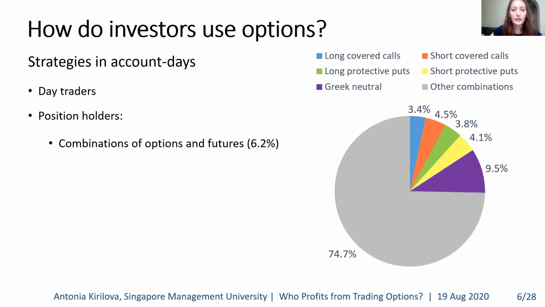From those, we extract the Greek neutral ones. So this means positions that are delta hedged and vega hedged.